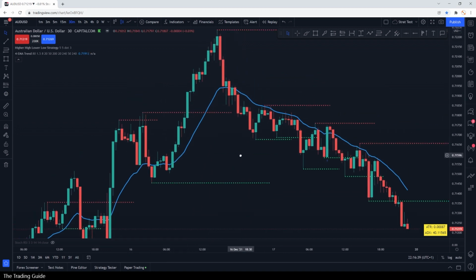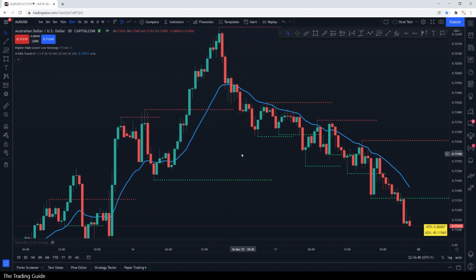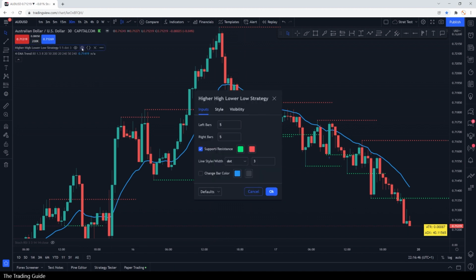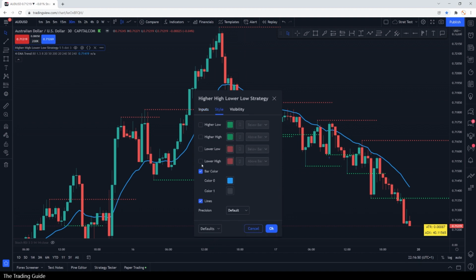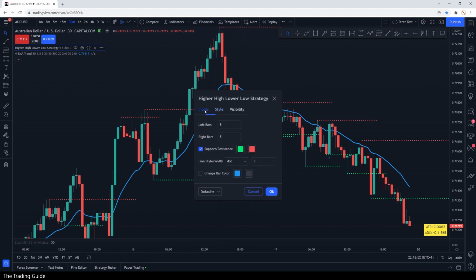And again, I use the indicator higher highs, higher lows, so that we can better see the market structure. The green lines in the chart are the lows and the red lines the highs. In the indicator settings, I disable change bar color and also these labels. I just want to see the lines for the lows and the highs.